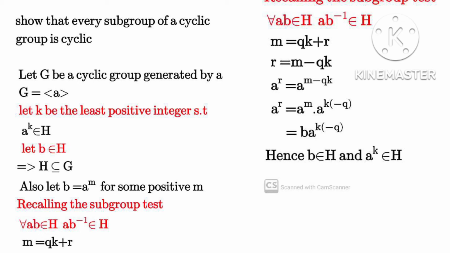So when we make r the subject of the formula, we have a raised to power r equals a raised to power m minus qk. So proving for the inverse of a subgroup test, for every a, b in H, ab inverse must also be in H, right? So we have a raised to power r to be a raised to power m times a^(k) raised to power minus q. So we have successfully represented a raised to power r to be in the form of what? Of an inverse. So that's the proof.